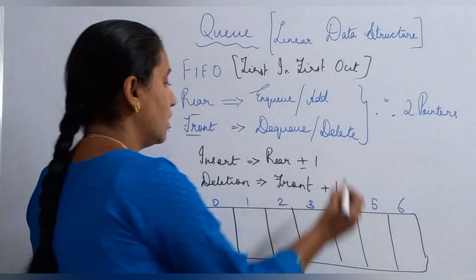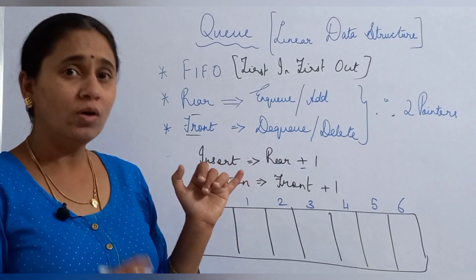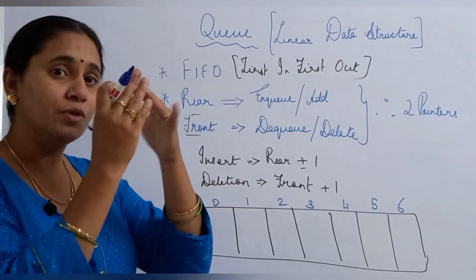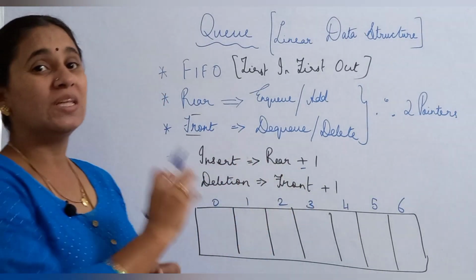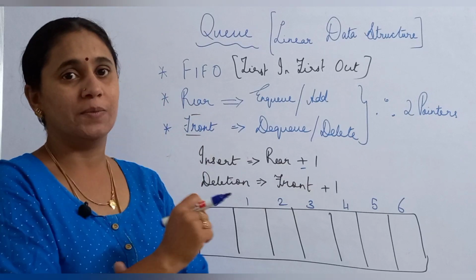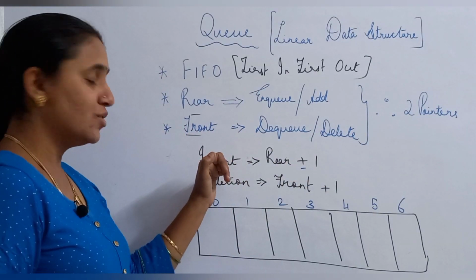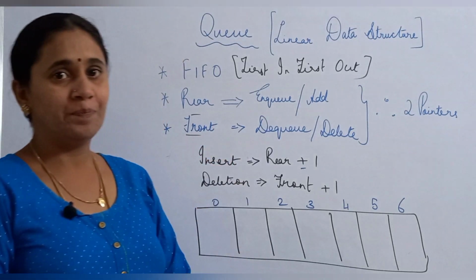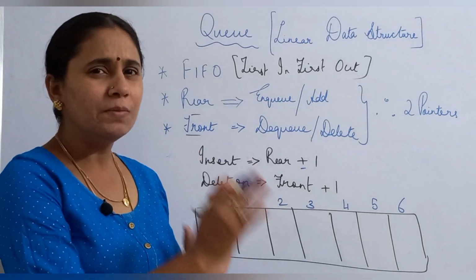Okay, C plus 1. Now, if I want to delete an element from the queue, what should I do? I must remove that element and I must increment the pointer to the next successive first element. Okay, so we are using 2 pointers for insertion and for deletion, right? So now I am going to explain it to you with a simple example.